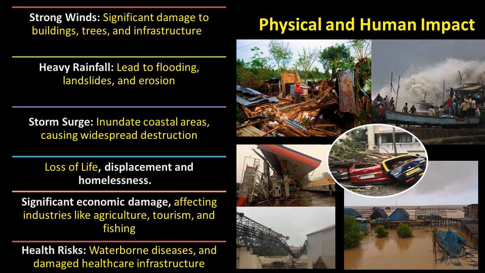Strong winds, floods, and storm surges can tragically lead to loss of human life. Displacement and homelessness. Many people may be displaced from their homes due to damage and flooding. Economic loss. Cyclones can cause significant economic damage affecting industries like agriculture, tourism, and fishing. Health risks. Flooding can lead to waterborne diseases and damaged infrastructure can hinder access to healthcare.